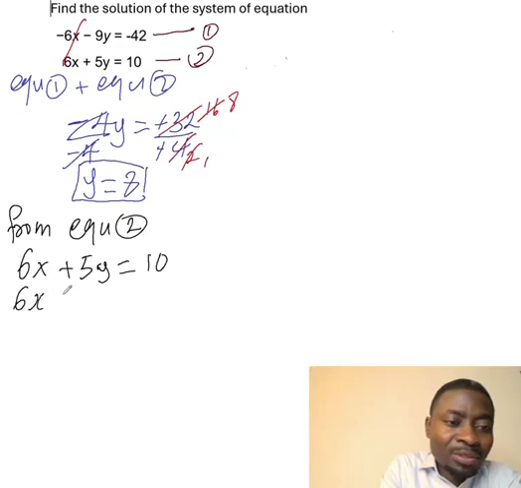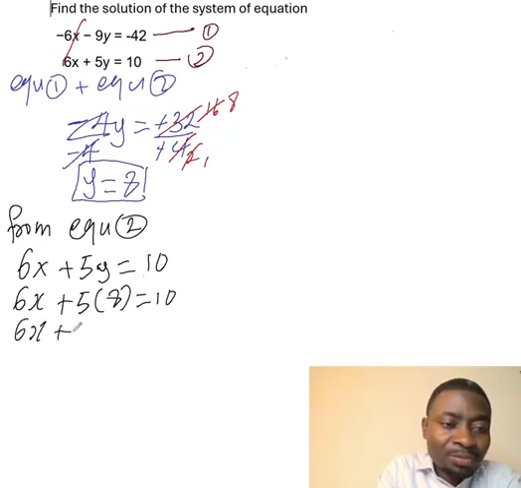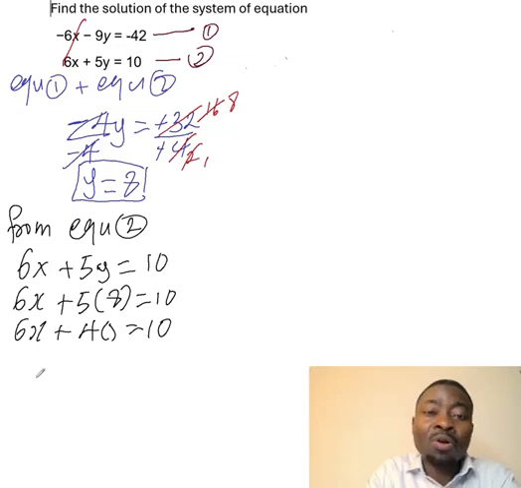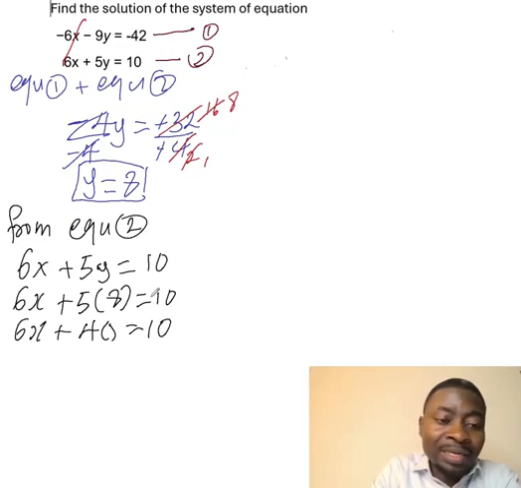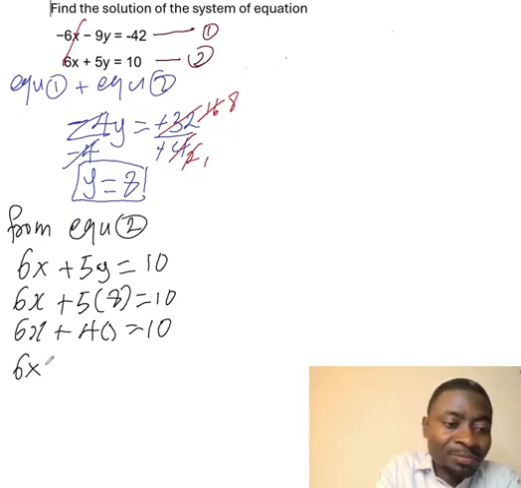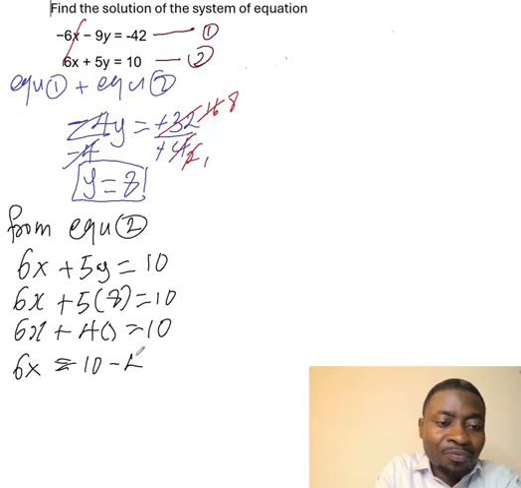So that will be 6x plus 5 times 8 equals 10. 5 times 8 gives 40, so 6x plus 40 equals 10. The next thing we're going to do is combine the like terms. We notice 40 and 10 are the like terms, so we move the 40 across: 6x equals 10 minus 40.